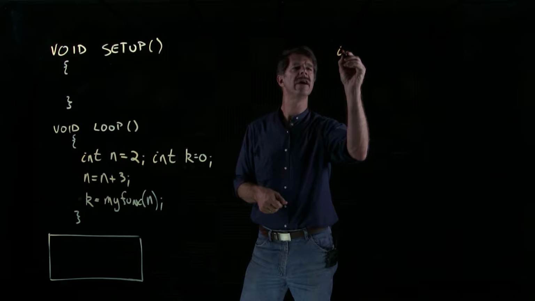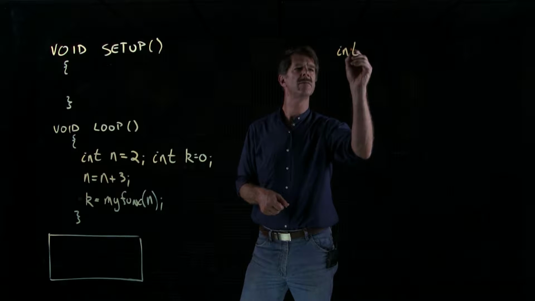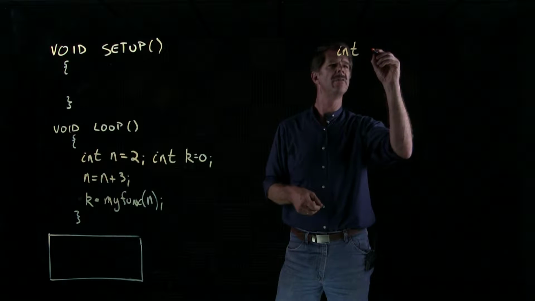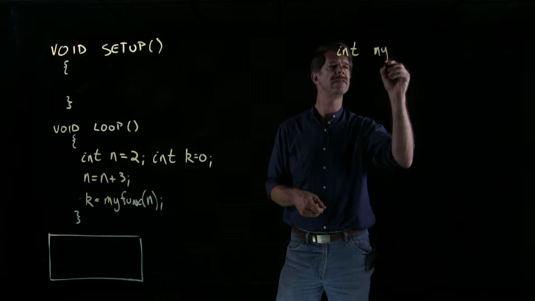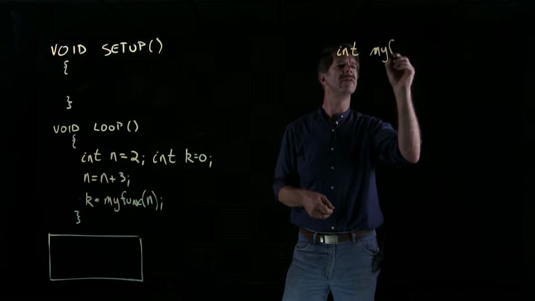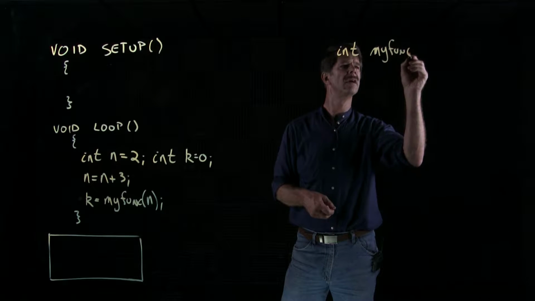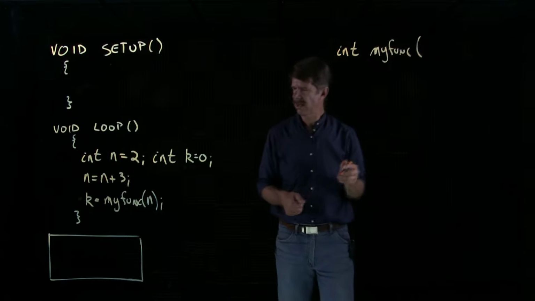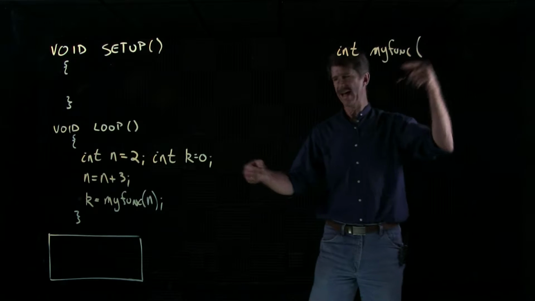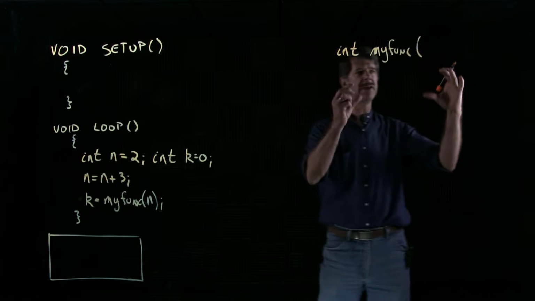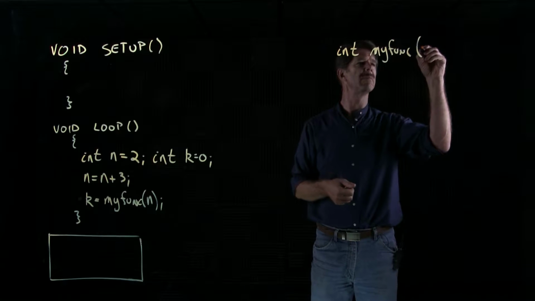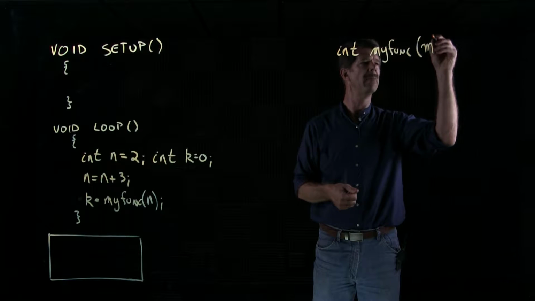Well, first of all, I have to tell you what kind of variable it's going to return. I'd better give it a name. In that case, it's myfunc. And I'm going to pass a variable in. When I pass this variable n into myfunc, it doesn't have to have the same name. I could give it the name m.